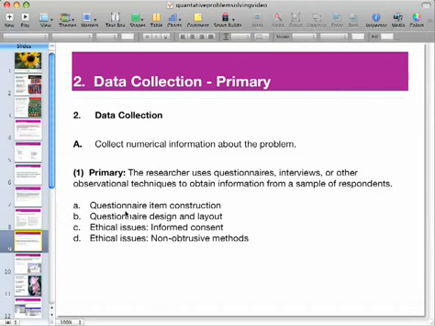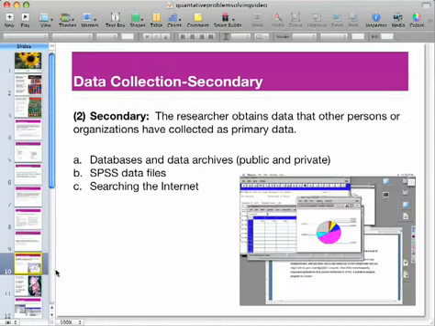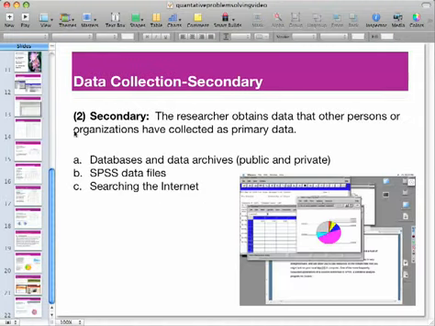Data collection, once again: primary data is when you use questionnaires, interviews, or other techniques to get information from the respondents, the people you're surveying. And you're going to learn about how to design, how to construct your questions, how to design your questionnaire, and ethical issues, of course.